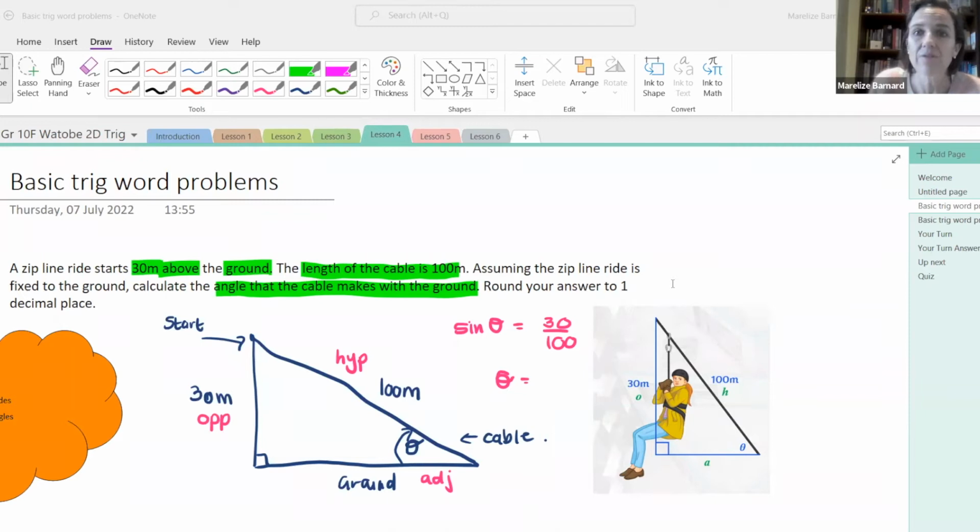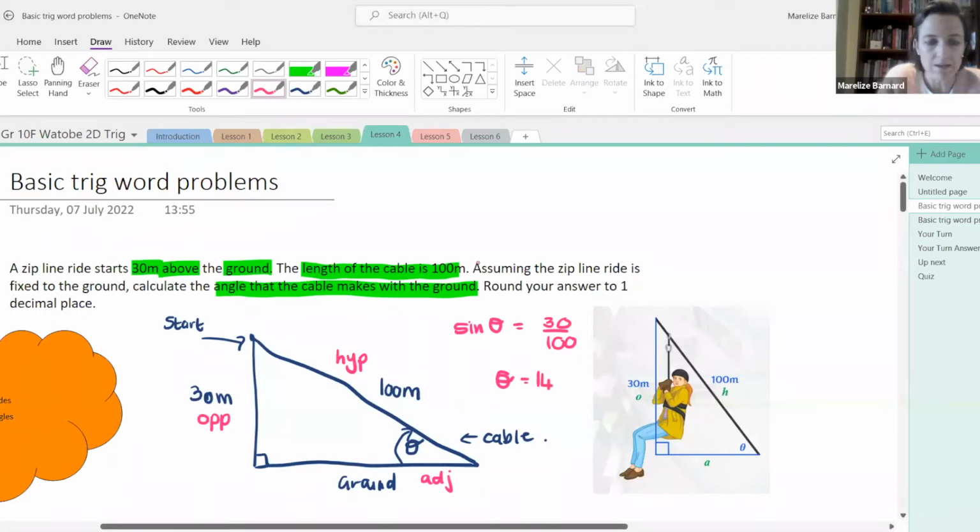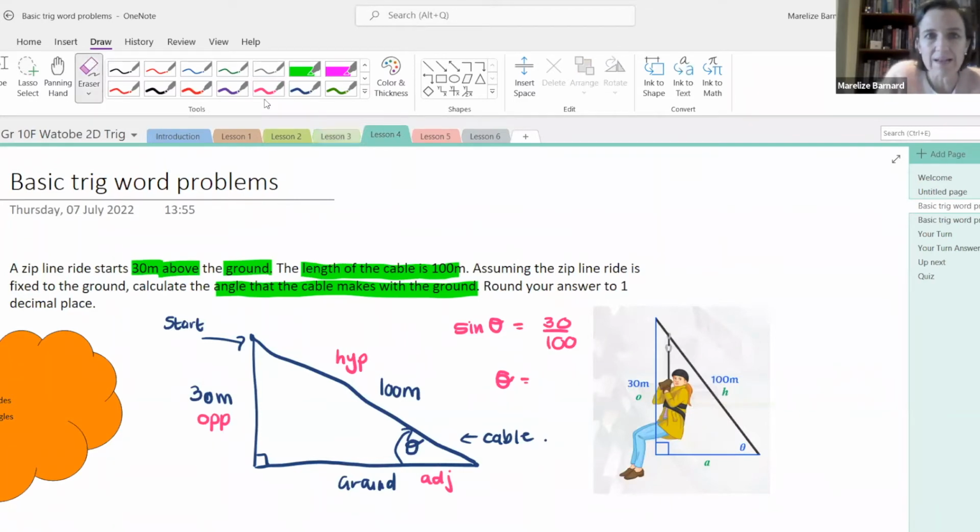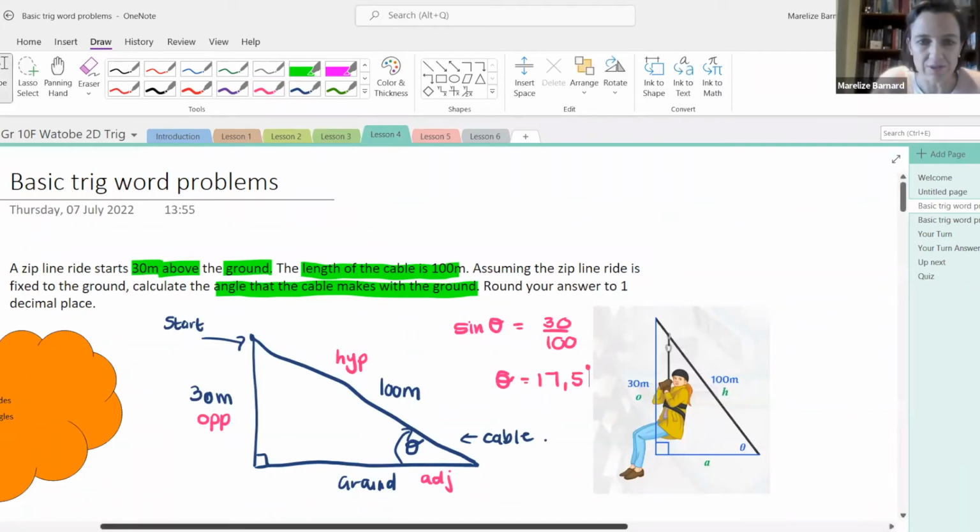Okay, so everyone's saying 17,5 and we have to round to 1 decimal place. So let's see if that is correct. Shift sine 30 over 100. That gives me 17,45, which we are going to round to 1 decimal place. 17,5. Well done to those of you who got it right. And if you didn't get it right this time, don't stress. There is another chance to do the next question.